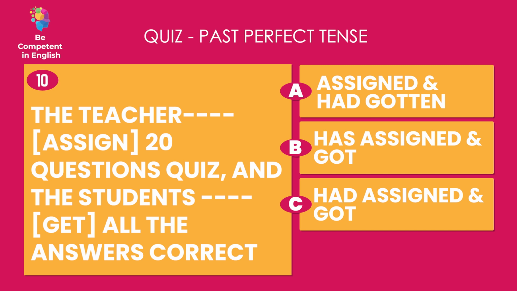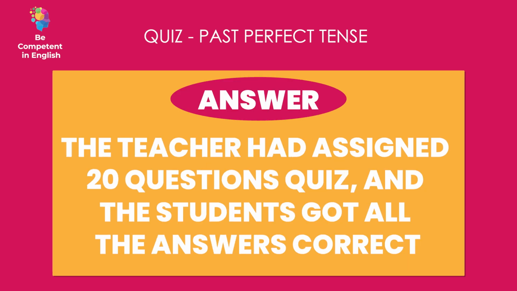Number 10. The teacher assigned 20 questions quiz and the students get all the answer correct. The options are A. Assigned and had gotten, B. Has assigned and got, C. Had assigned and got. Correct answer C. Had assigned and got. The teacher had assigned 20 questions quiz and the students got all the answers correct.